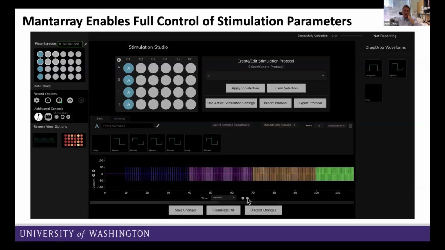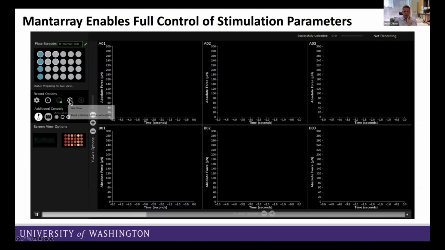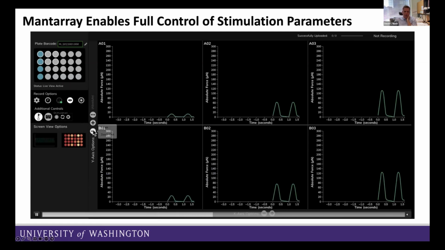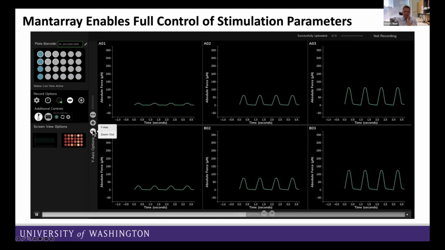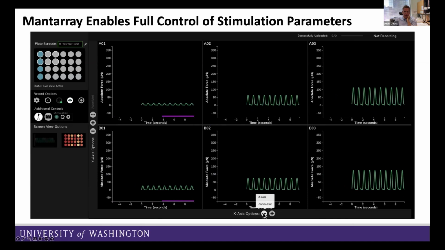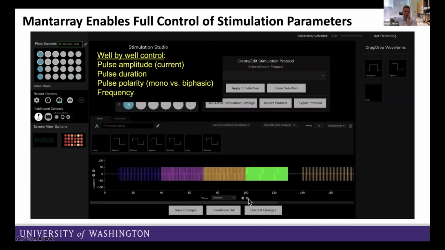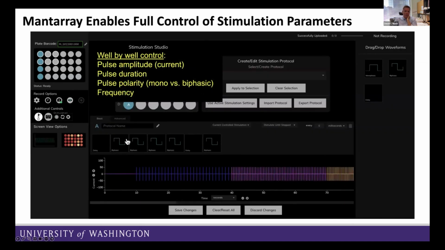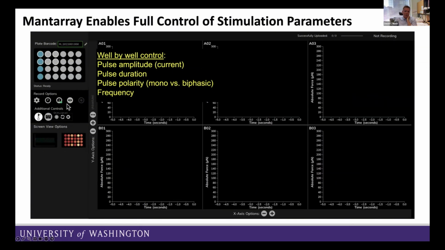So what's shown is each well can be controlled individually. The white borders tell you which wells are being monitored. The two left wells are low current stim with increasing left to right, and absolute force is tracked on the y-axis. So you can change the voltage, you can change the current, the pulse duration, pulse polarity, and the pulse frequency.